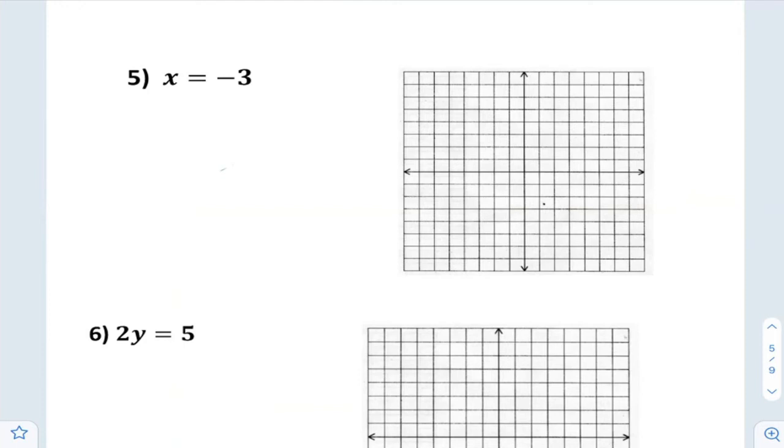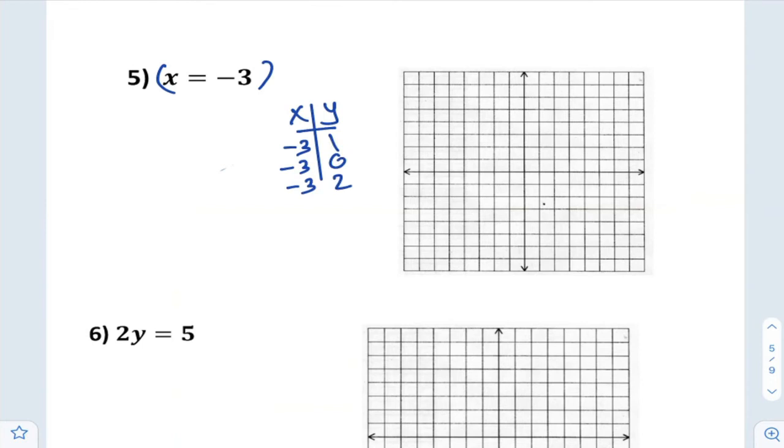We are not sure if it's a function or not. We will discuss that. Now, there is no y here. It's just x equals minus 3. What does that mean? If x is minus 3, that means x will always be equal to minus 3, irrespective of the values of y. It can be 1, it can be 0, it can be 2, it can be whatever.